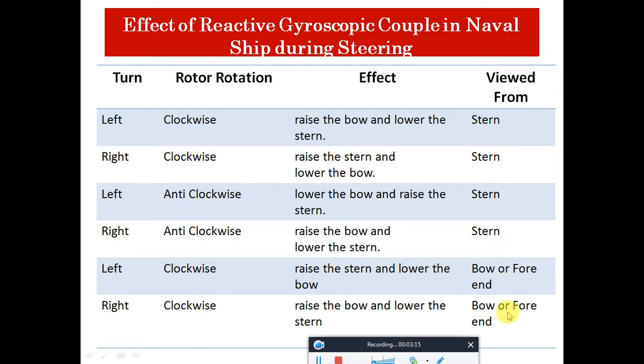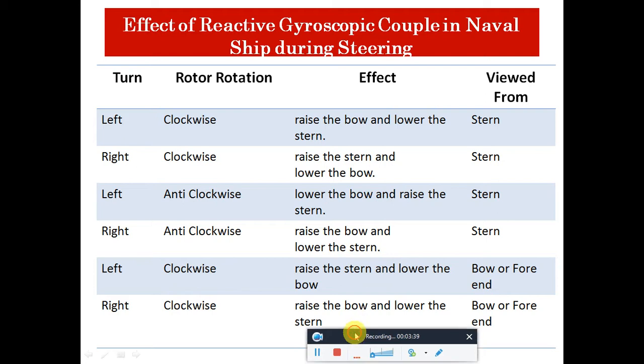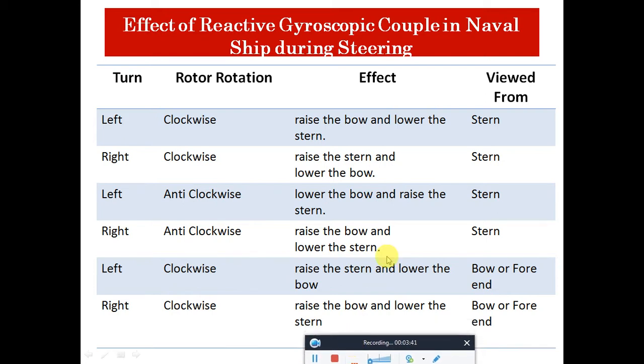And when you view from the fore end or bow, for a left turn for clockwise direction, it is to raise the stern and lower the bow. So here the right of clockwise viewing from the stern is equal to the left of the clockwise direction of the rotor rotation when it is viewed from the fore end. So you have to compare and you have to remember. That is very important.